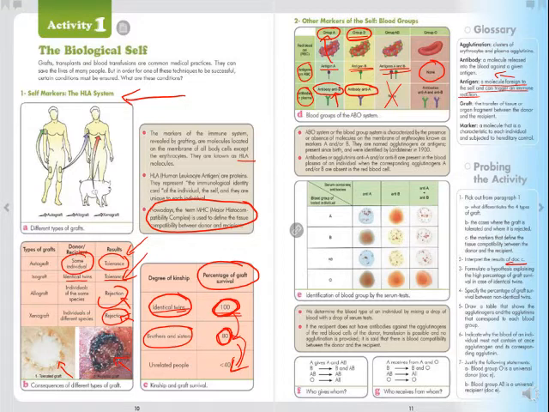Blood group O, there are no antigens. So we can have any type of antibody. So the antibodies are antibody A and antibody B. Both of them are present.